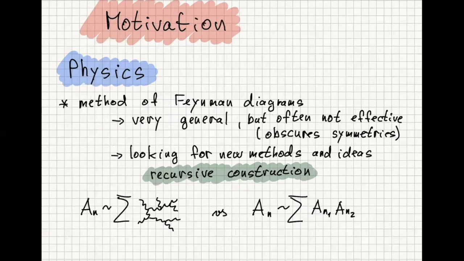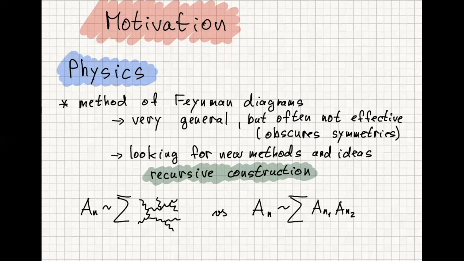Now, this method of Feynman diagrams is very general, works in basically any weakly coupled field theory, but it often obscures certain things, including symmetries or simplicities that the final amplitude does have. So people in the past looked for different methods and different ideas on how to reconstruct these mathematical objects, these scattering amplitudes. And one of them, the most prominent one, is the recursion relations, a recursive construction. The idea is that rather than writing the amplitude as a sum of Feynman diagrams, we write it recursively. We calculate the lower point amplitude, and then we feed this information into a recursive formula to calculate the higher point amplitude. And that turned out to be extremely effective.